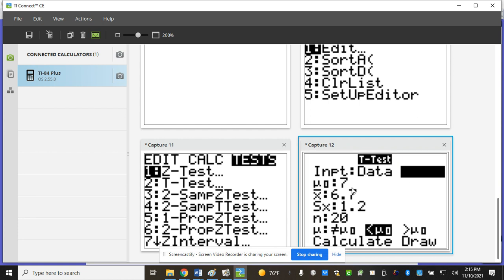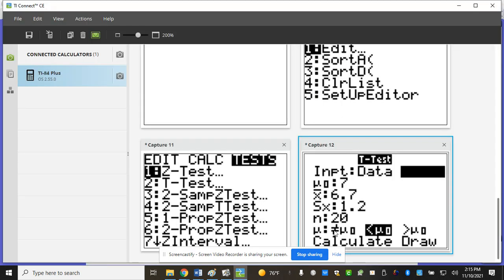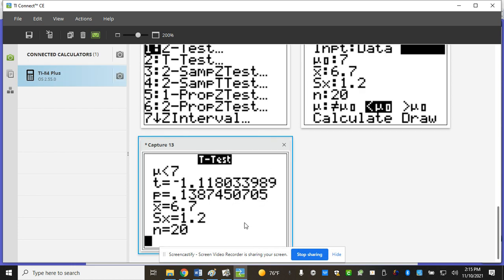So our mu naught is 7. Our X bar is 6.7. Our S is 1.2. Our N is 20. And our alternative direction is less than, just this one. So then I just hit calculate after I've typed all that in. And it's going to give me, what is T? What do we actually like write on our paper for what is T?